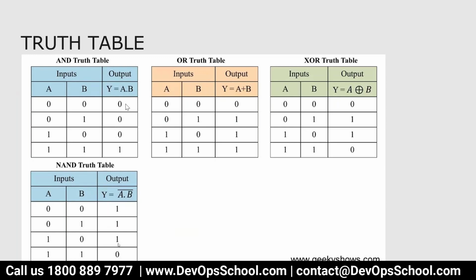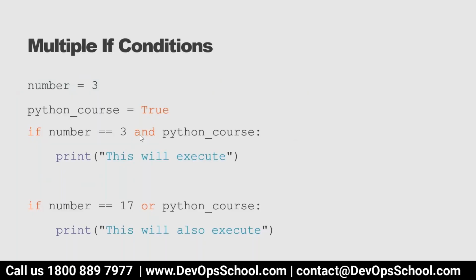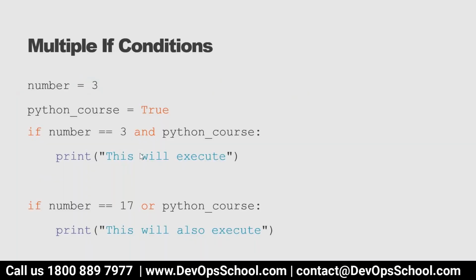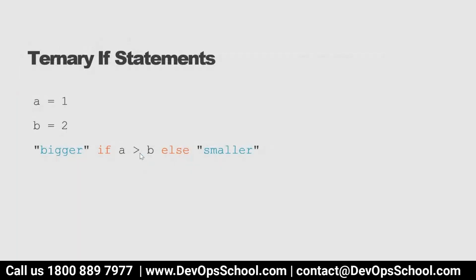Truth table, you have to be a little bit comfortable with it, and I assume that you are. You can also use multiple if conditions. So here, if number is equal to 3 and so on, and is being used in Python code. So two statements are there, and the truth value will be there if true and or if false, all this stuff. So like this, this is also one way to specify the if statement in Python.